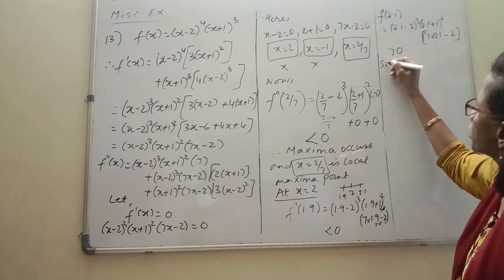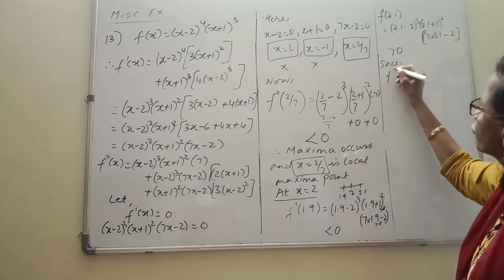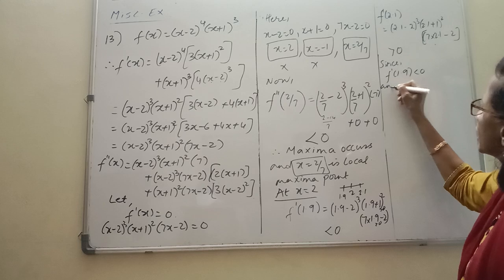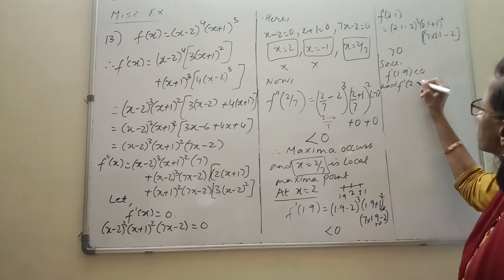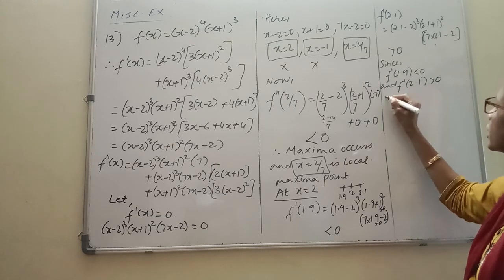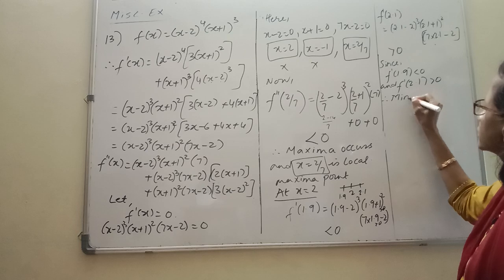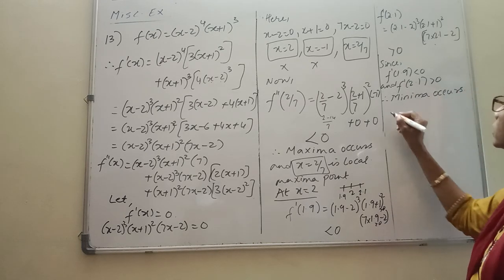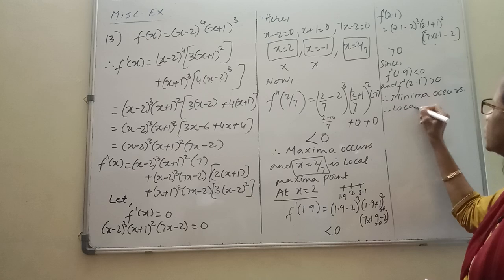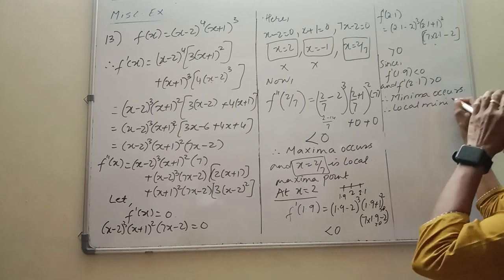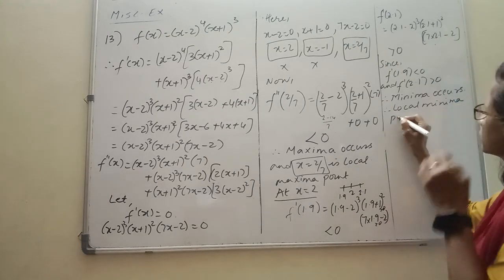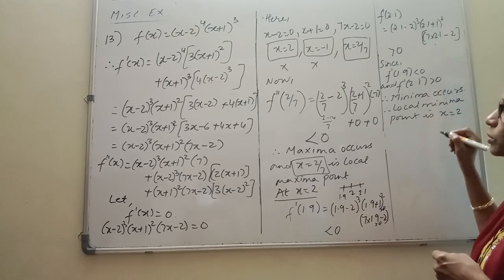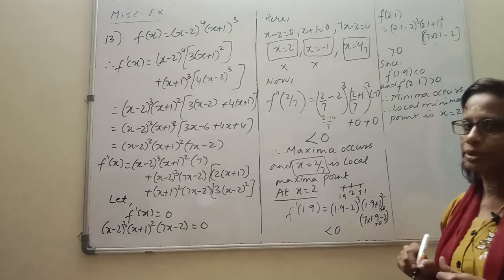So it's going to be a point of minima, since f dash at 1.9 is negative and f dash at 2.1 is positive. Therefore, minima occurs. So, local minima point is x equal to 2. Yes, that's your local minima point.